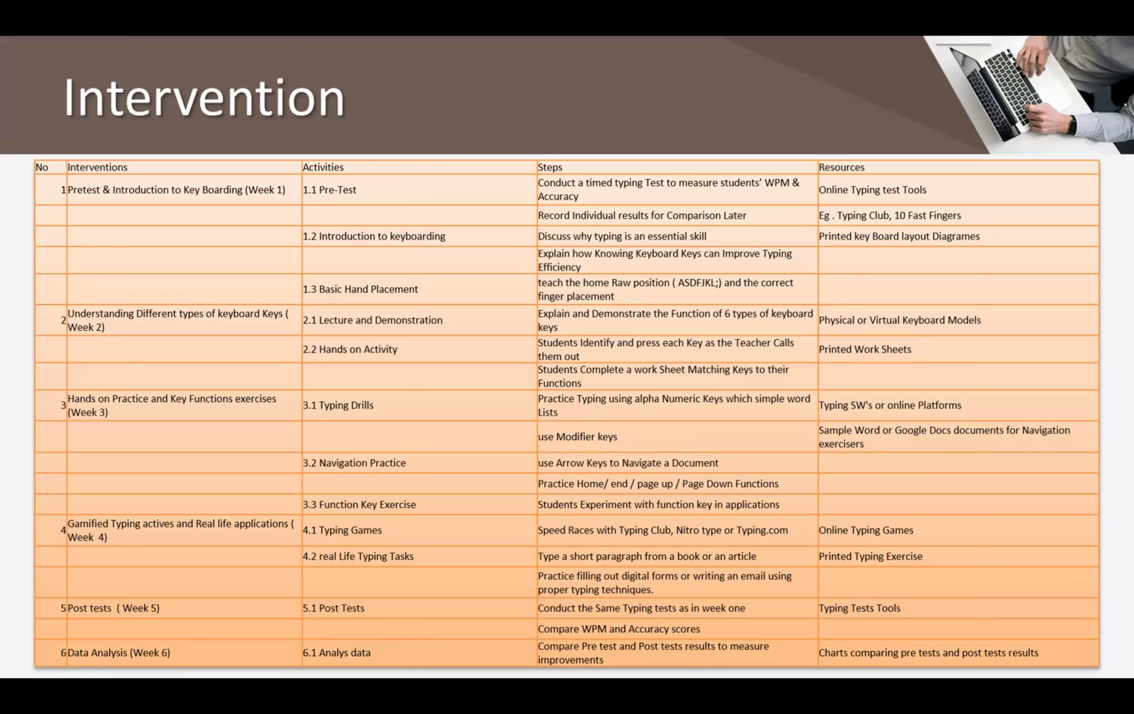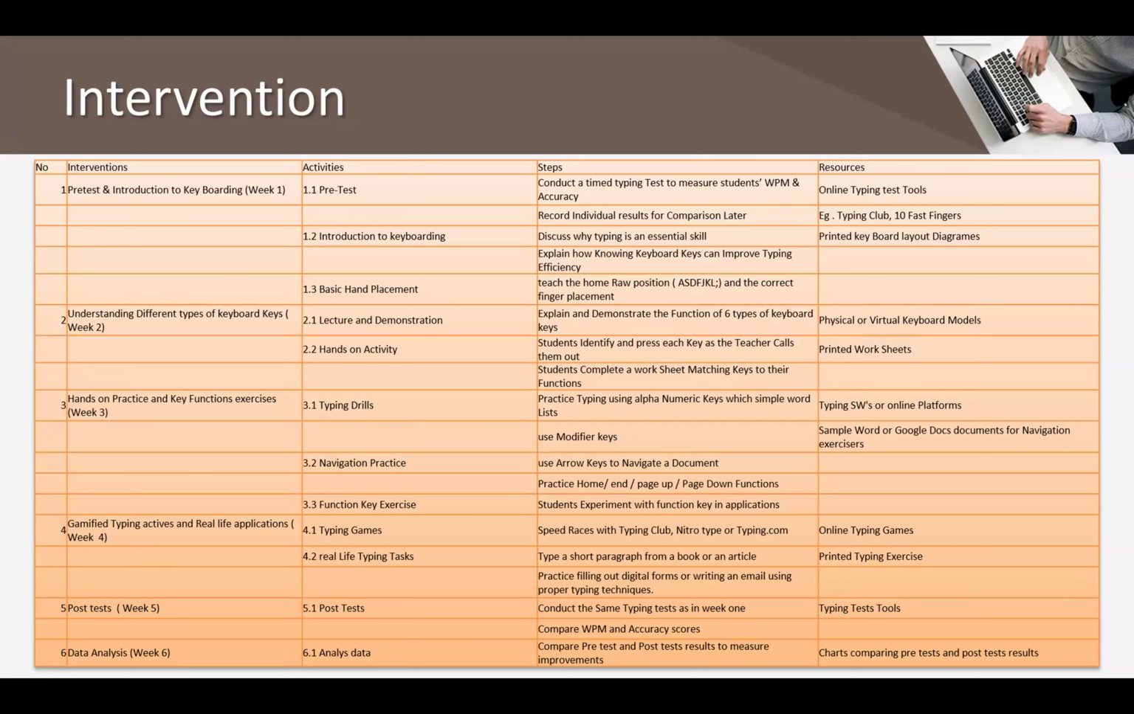Then I will introduce the importance of typing skills, explaining how knowing keyboard keys can improve efficiency. In week 1, finally, students will learn the basics of hand placement, focusing on the home row keys. Resources that will be used here include online typing test tools and printed keyboard layout diagrams.